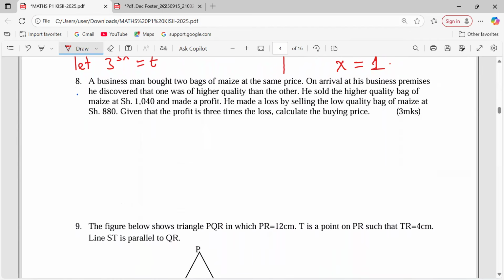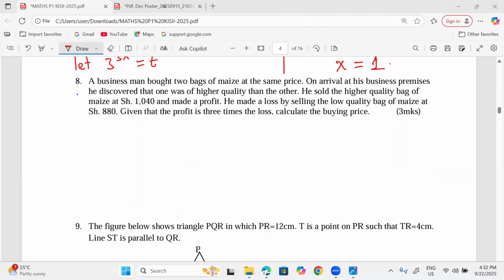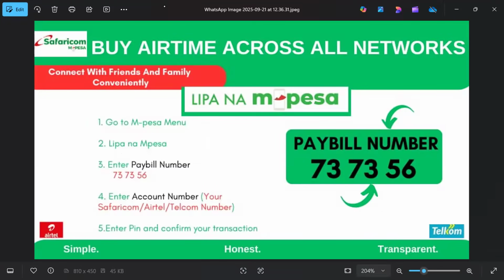Let's look at number 8. A very good question. Number 8. Very, very good question.